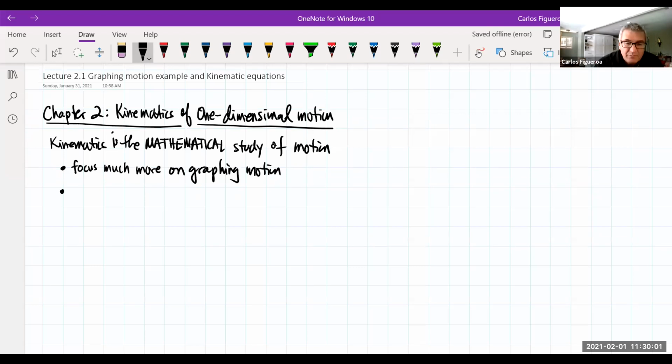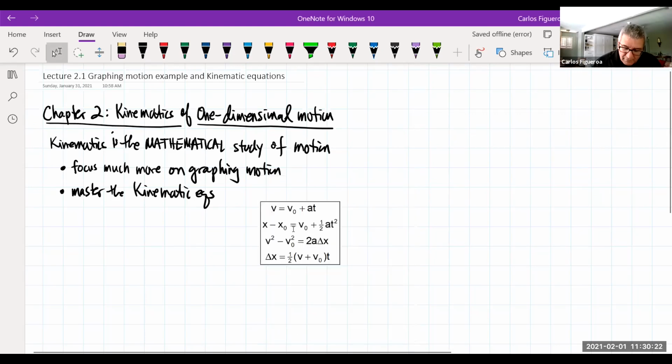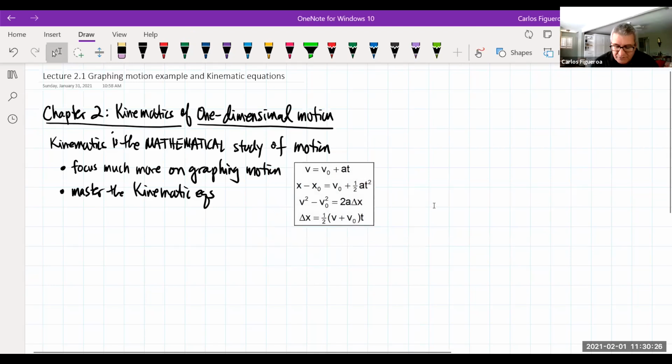And then the other thing that we want to do here is that we need to master the kinematic equations. And you're going to see that there's really only 4 equations. Okay? There's really only 4 equations that we want to focus on. And these are them right here.